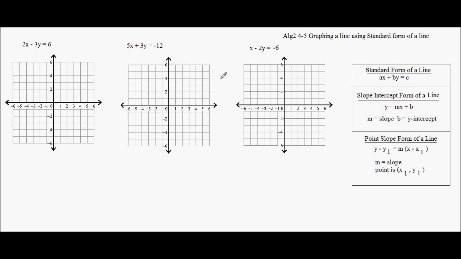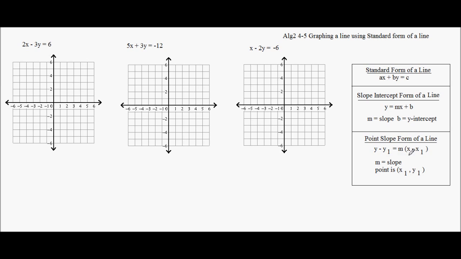So usually what we do is we change it into the slope-intercept form of a line, which is y equals mx plus b, where m is the slope and b is the y-intercept. So b is where the line crosses the y-axis, and m is the slope. We've talked about that in previous videos. Then the last one is the point-slope form of a line, which is y minus y1 equals m, the slope, times x minus x1.